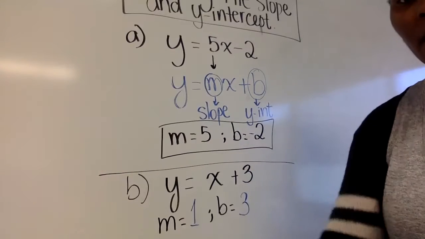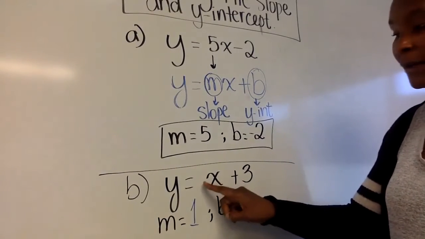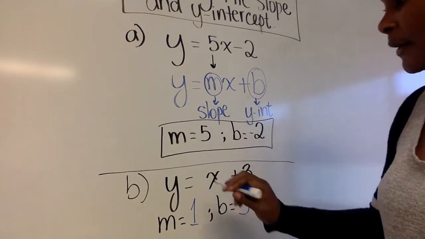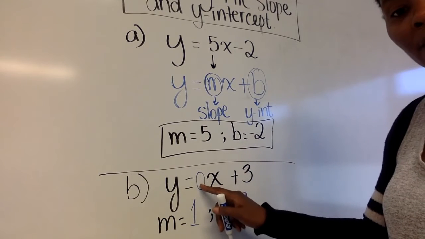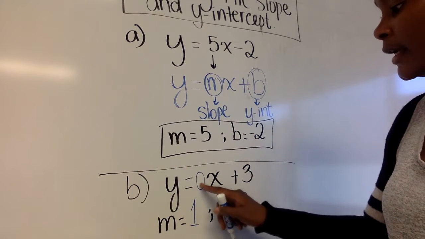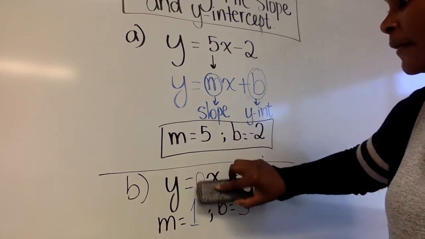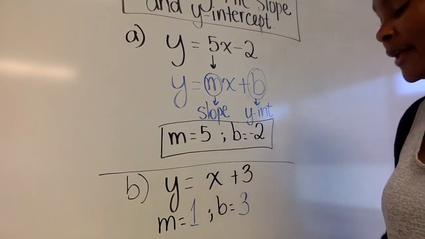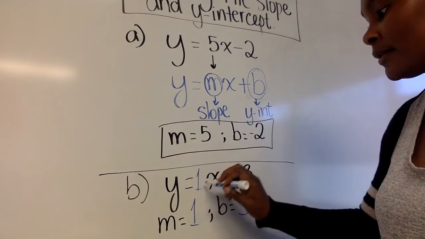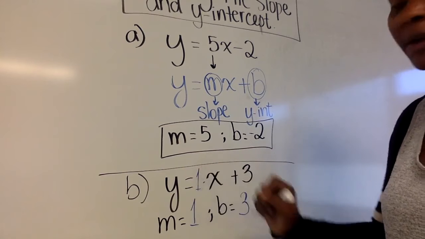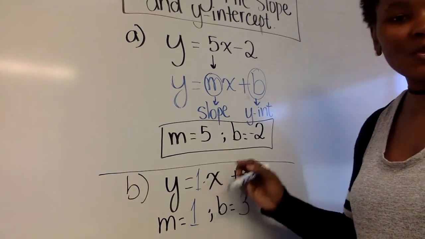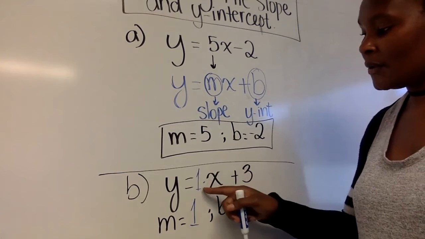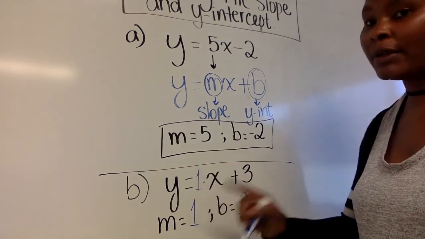I hope you're able to see that the slope here is not 0. I know some of my students want to click 0 because they don't see a number. Again, it is not 0. If you don't see the number there, the coefficient is 1 times x. The coefficient is 1. It's just that mathematicians do not write the 1. They assume you know there's a 1. So here, the slope is 1, not 0.